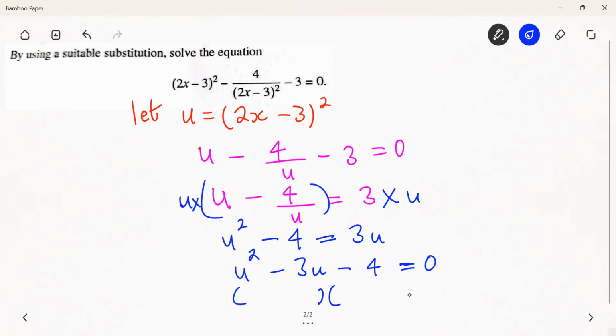The factors of this quadratic equation are going to be u, then factors of 4 that can give me 3. Well, it's going to be 4 and 1. The constant is negative, so that means the signs are different. That's minus 4 over there, and then that's going to be plus over there. So those are the two factors. Now we can solve this equation. This gives us a solution u equals 4 or u equals minus 1.